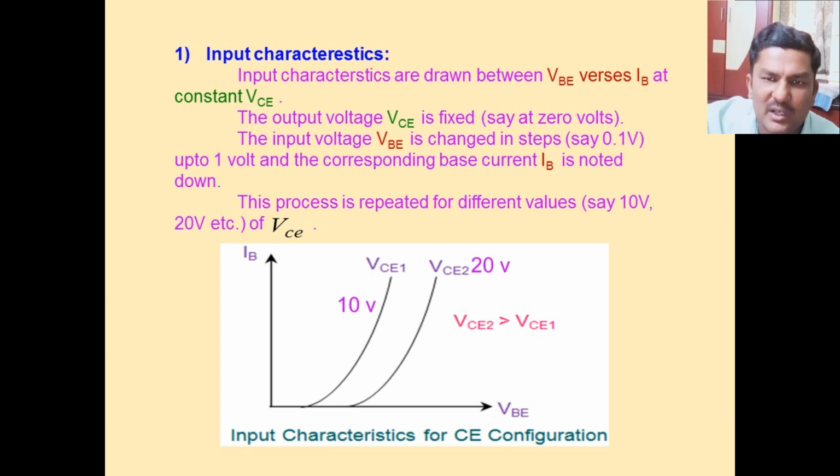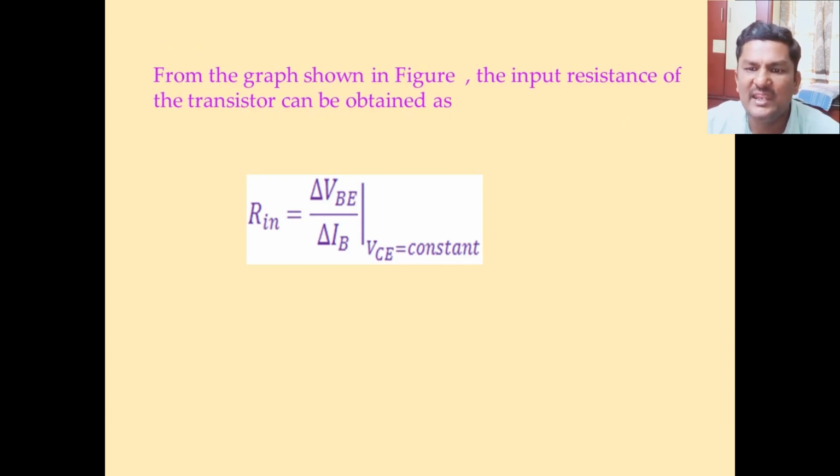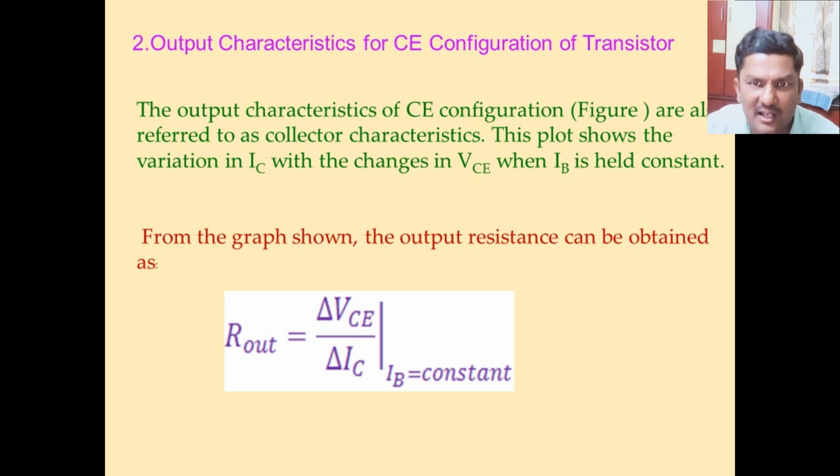From the input characteristics, from the graph, we can calculate the input resistance of a transistor. Already you know that the input resistance of a transistor is the ratio of change in base emitter potential to the change in base current when VCE is kept constant. So from the input characteristics, we can calculate the input resistance of the transistor.